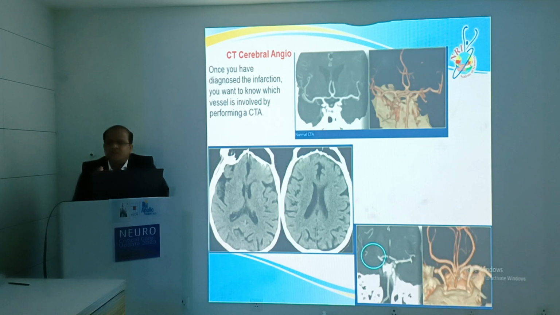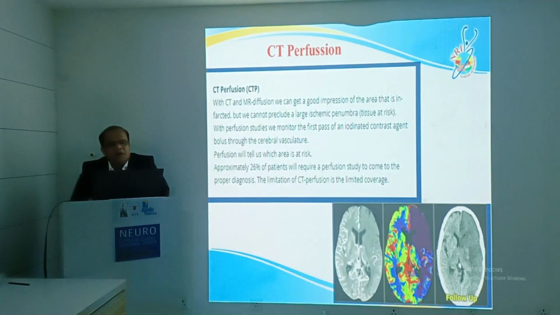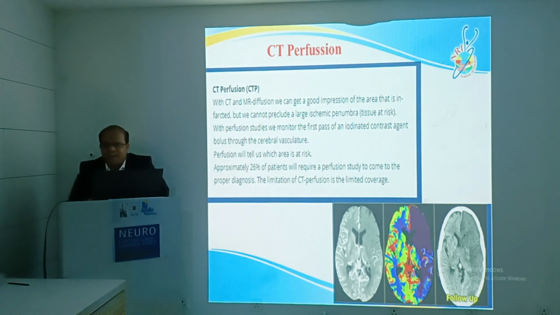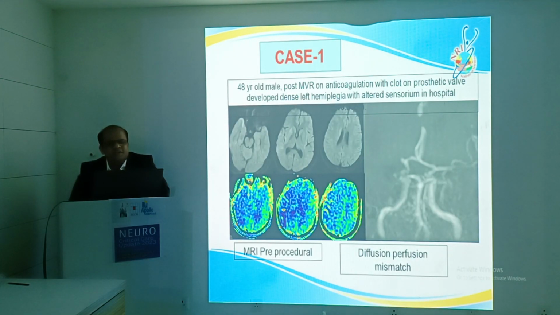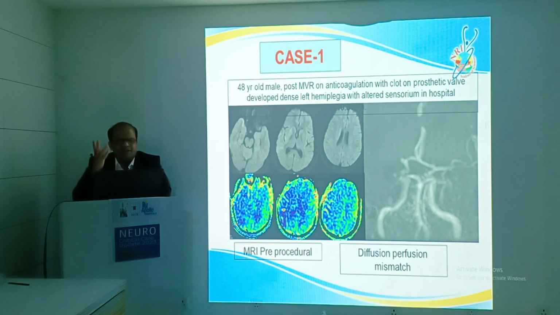After knowing the infarct, we have to know which vessel is getting blocked. So after that, we have to see the perfusion scan. How is the perfusion in the brain parenchyma? Here is another case, a 48-year-old male, post MVR on anticoagulation with a prosthetic valve, who developed dense left hemiplegia with altered sensorium in the hospital. The initial diffusion weighted image showed some change in the lentiform nucleus as well as the temporal lobe. When we did the pre-procedure MRI perfusion scan, there was a diffusion perfusion mismatch.